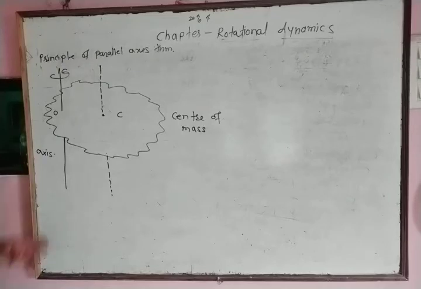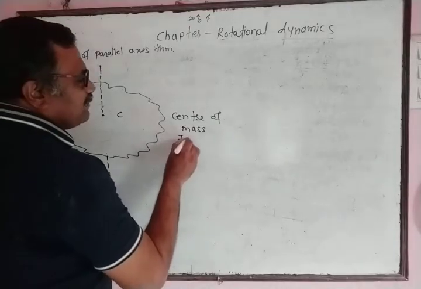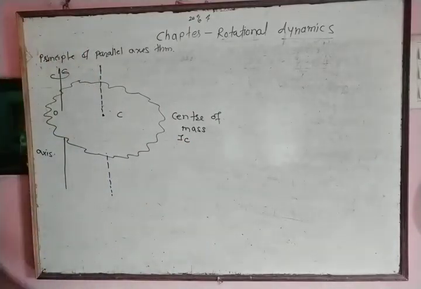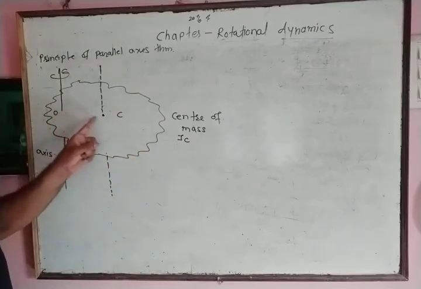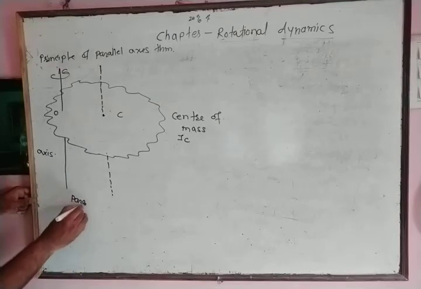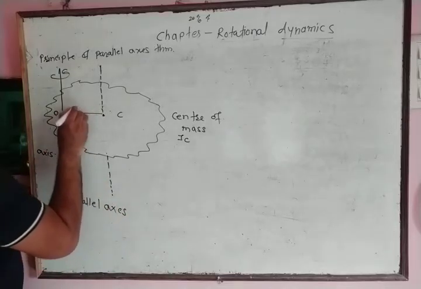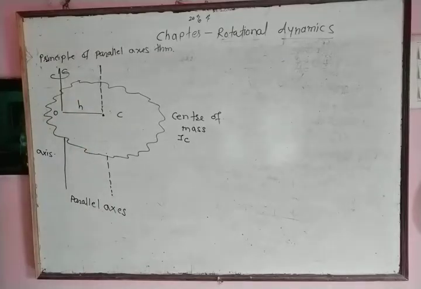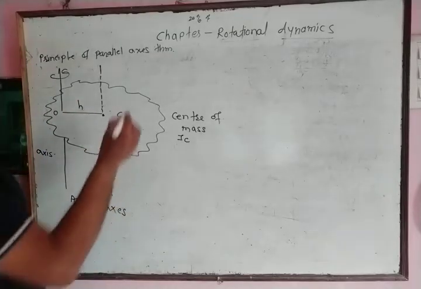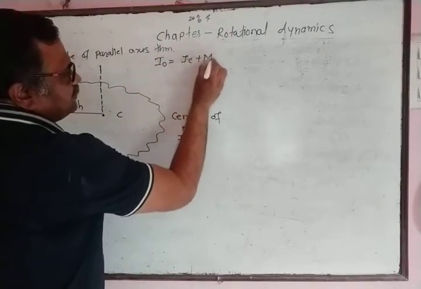Consider moment of inertia of this body about an axis passing through center of mass. It is known, and suppose it is denoted by IC. Suppose two different axes are parallel to each other. These are parallel axes, and suppose these axes are separated by distance h. Then, according to this principle, IO is equal to IC plus MH square.